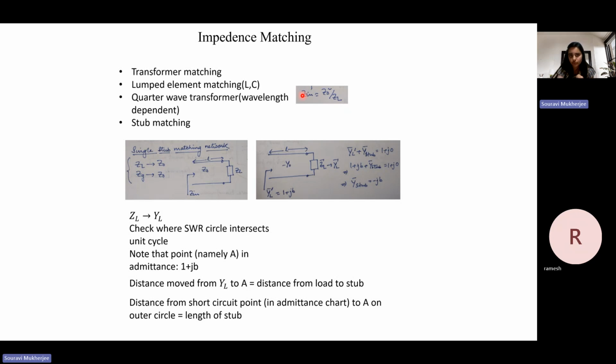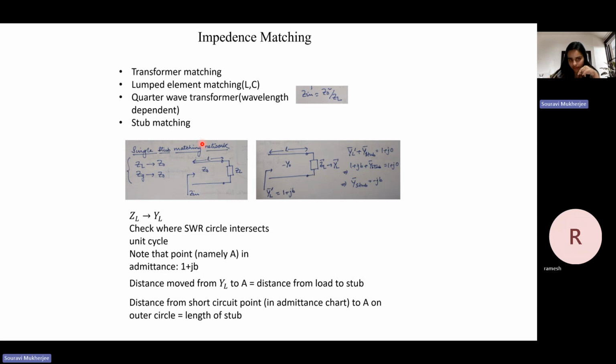But as you can understand, a quarter wave transformer is very much wavelength dependent. So in cases where your signal has a range of wavelengths associated with it, or the wavelength varies, it would be difficult, right? Because it's very much wavelength dependent. So there you have to look for other ways which are less sensitive to wavelength. Now another could be this stub matching network.